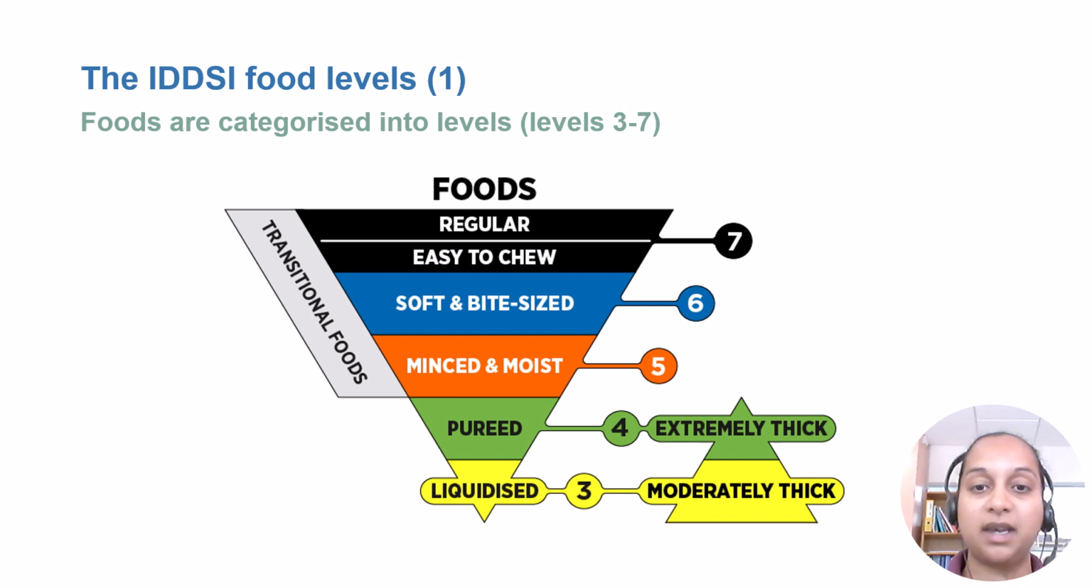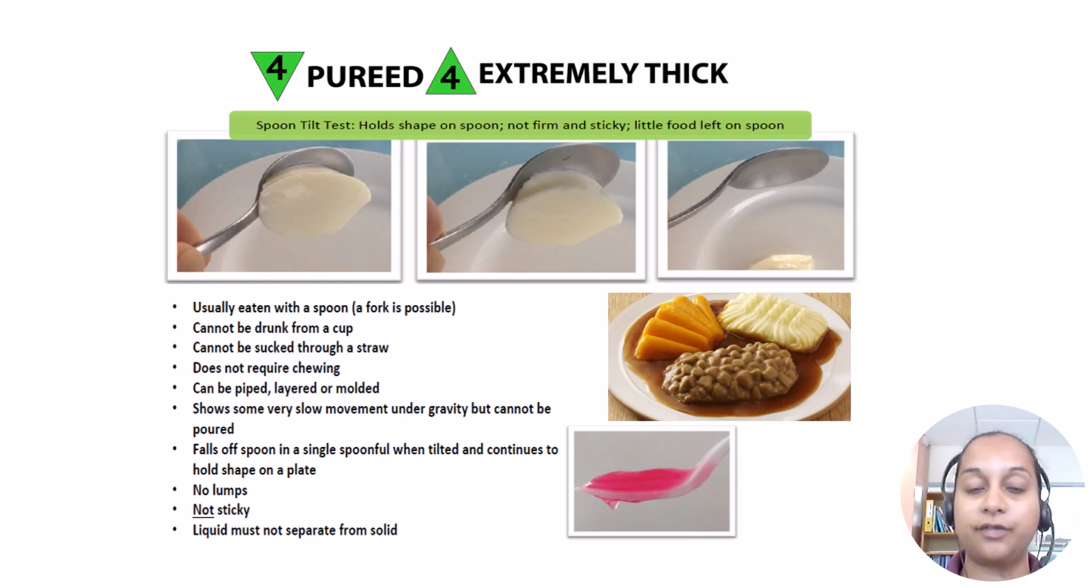And now to speak a bit about IDDSI food levels, which you will all be familiar with. Firstly, level 4 puree diet, which is completely smooth with no bits. It's the easiest diet to manage, and it should hold its shape nicely on a spoon.